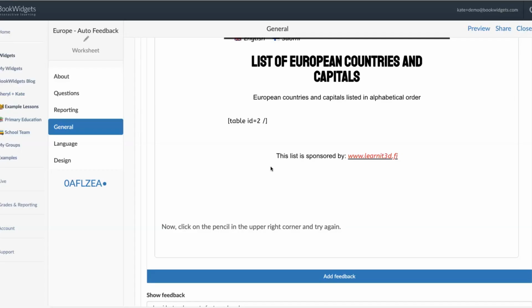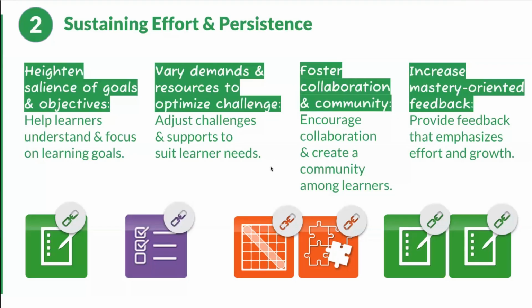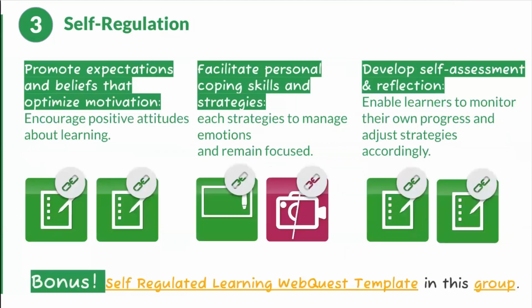Okay, let's pop back to the slides. All right, so that's sustaining effort and persistence, being able to support your students and keep them engaged. The other thing you want to support with universal design for learning is self-regulation. You want to promote expectations and beliefs that optimize motivation. So you want to encourage positive attitudes about learning. You don't always want to be the one directing them to where they're going to go. You want to support their autonomy and their self-regulation.